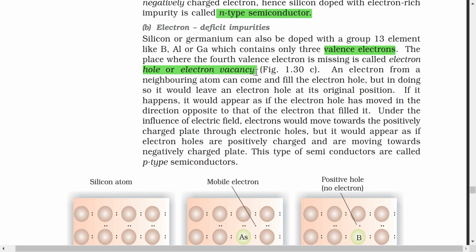An electron from a neighboring atom can come and fill the electron hole, but in doing so it would leave an electron hole at its original position. If it happens, it would appear as if the electron hole has moved in the direction opposite to that of the electron that filled it. Under the influence of electric field, electrons would move towards the positively charged plate through electronic holes.